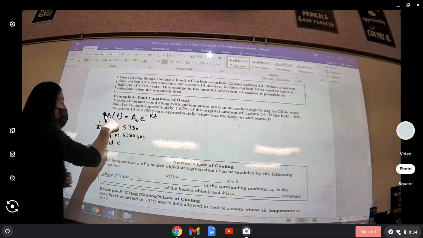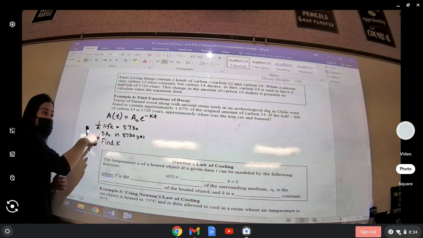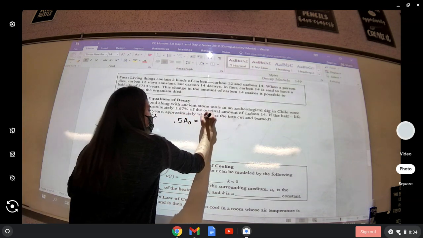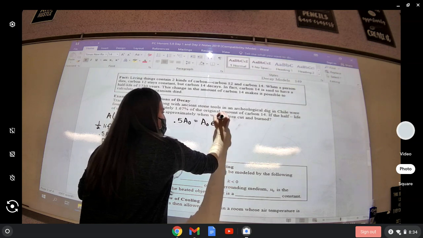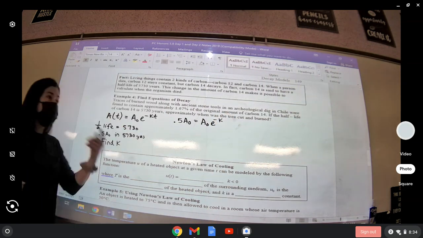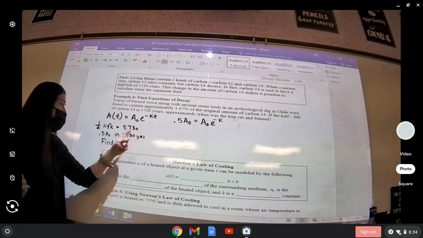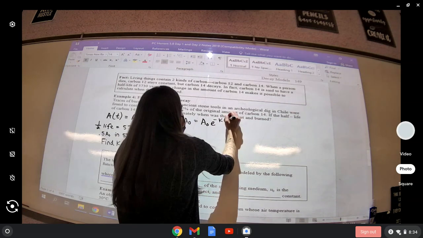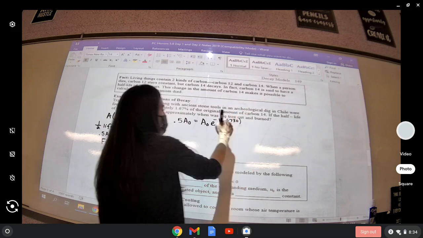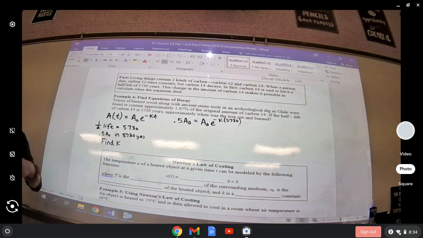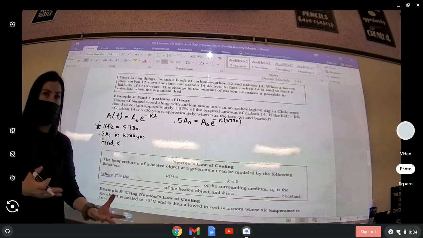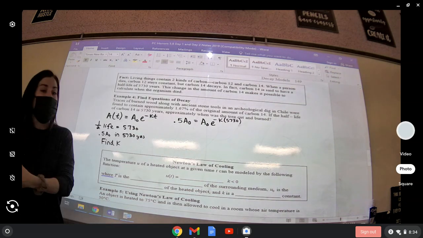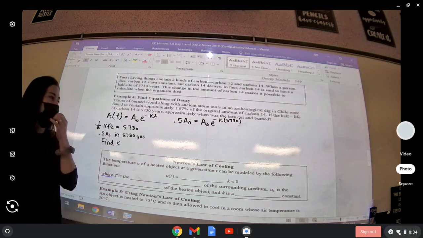So if I use this, I know the end amount is going to be half of A sub 0, which equals A sub 0 times e to the negative k times the time. The time it takes to get half of that amount is 5,730 years. So plug that in for time. Now, guys, it doesn't really matter whether you use negative k or positive k. Just know that you're finding a decay rate. So you will be using a negative number in the formula, but when you talk about that rate, we talk about it as a positive number.